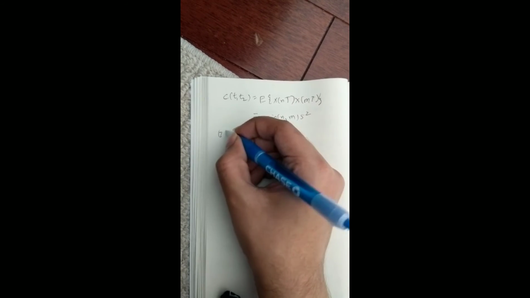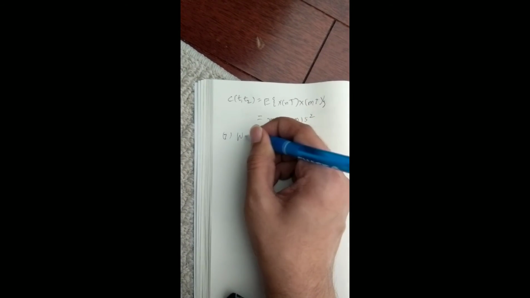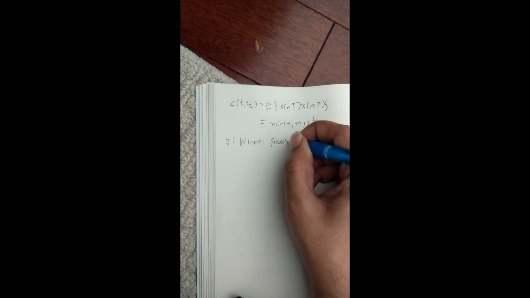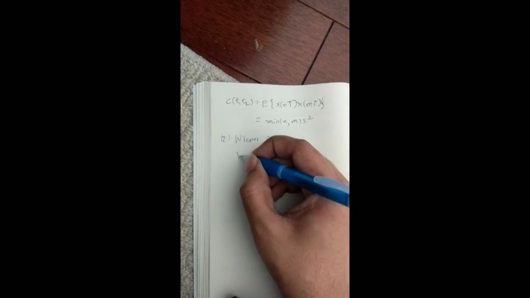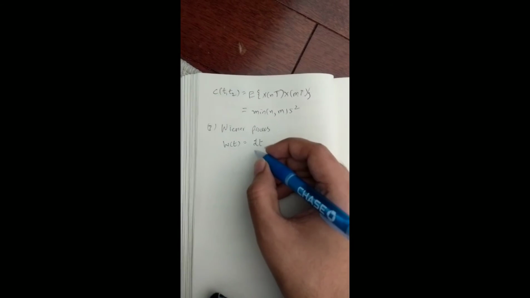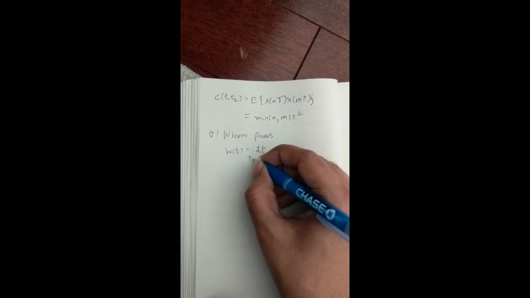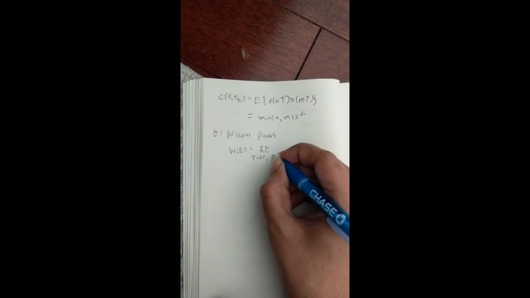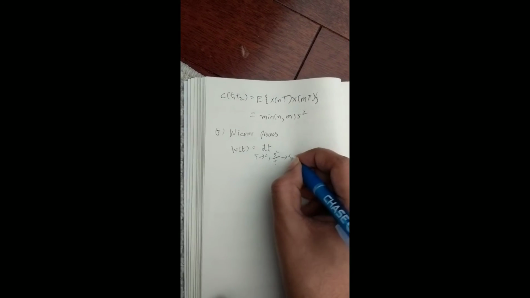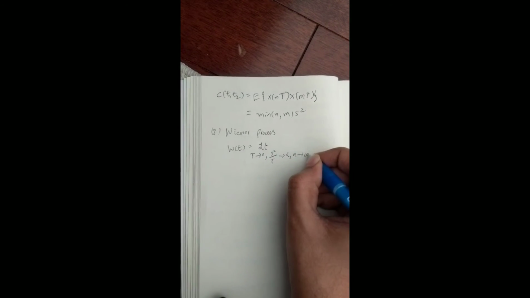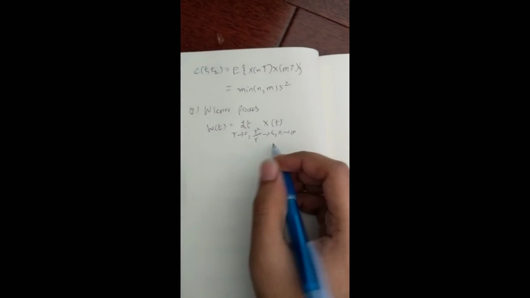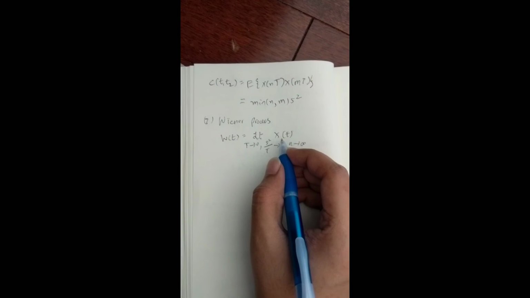The last one is the Wiener process, which is defined as the limit as T tending to 0, s square by T tending to alpha, n tending to infinity, of x of t, where x of t is a random walk.